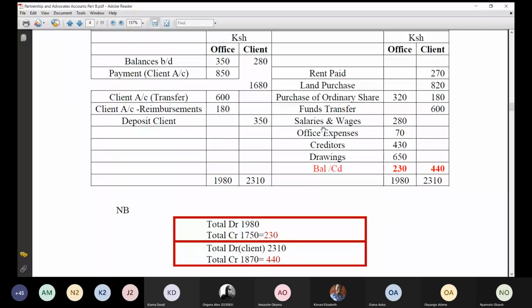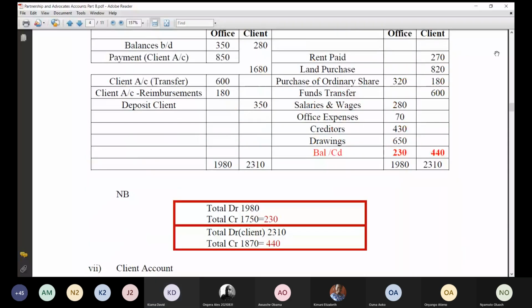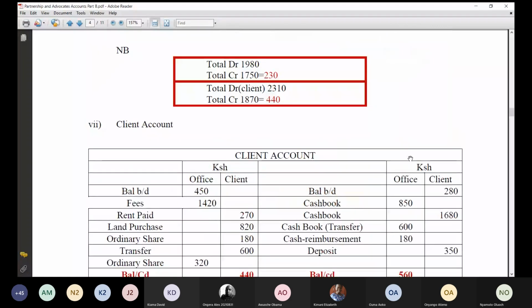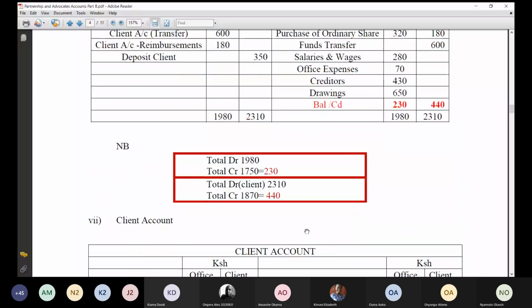But then we are told that he has paid rent for a client of 270. Yes. So you will see that now money is going out from our cash book to pay. So the cash book is now giving and the client is receiving in the client account. So we are debiting that rent for client in the client account.